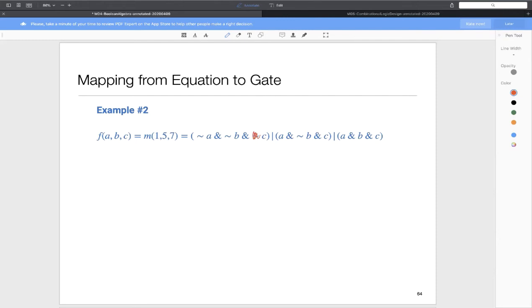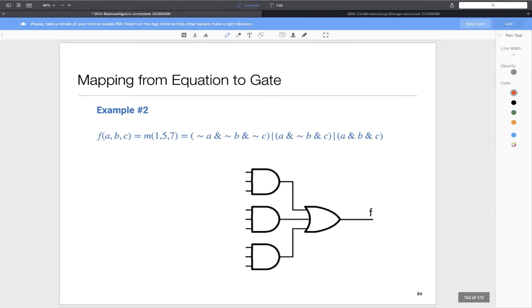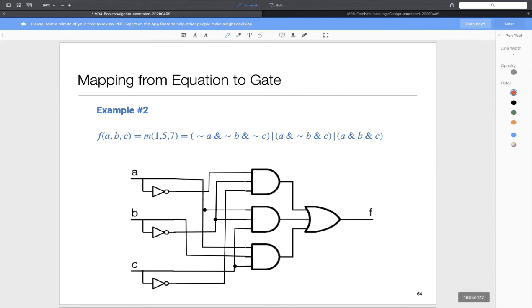Okay, so not A, not B, not C. This is M1. This is M5, and this is M7. So outer level is OR, and then I have 3 AND gates, but I also now need inverted versions of some of the A's, B's, and C's. So that's what you see out here. Okay, yeah, I obviously messed it up here.